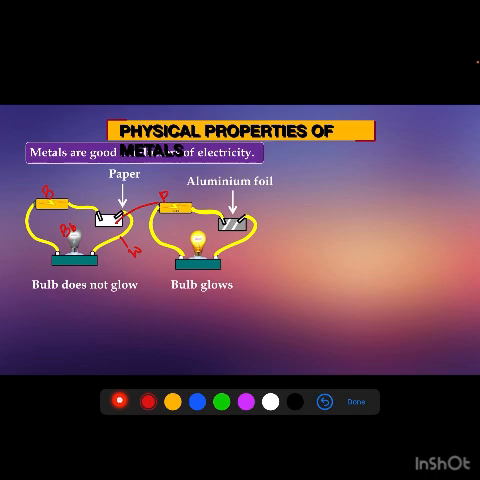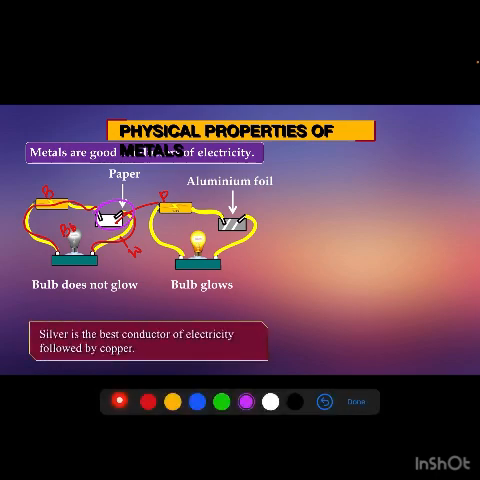But why? Paper is a non-metal whereas aluminum is a metal. That is why the bulb glows. Because you know that for current to flow, it needs a complete or closed circuit. But in the first case, my circuit is incomplete. It is broken here because at this particular point the paper cannot conduct electricity, so it becomes open. But in the second case, aluminum foil makes the complete or closed circuit. That is why the bulb glows.